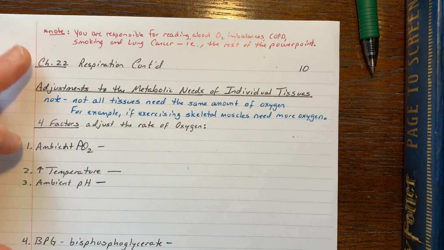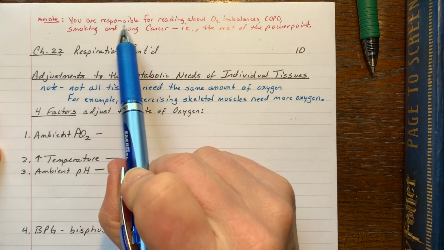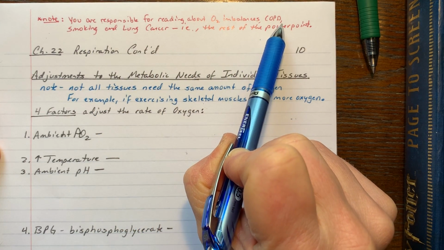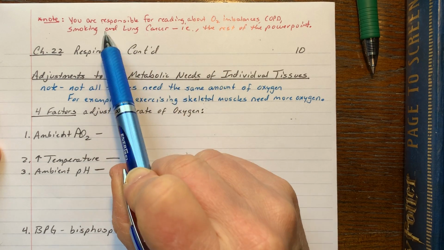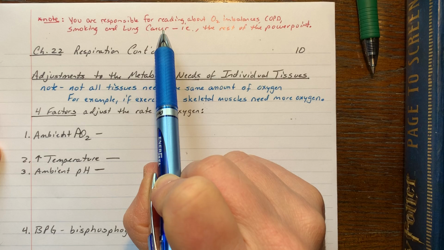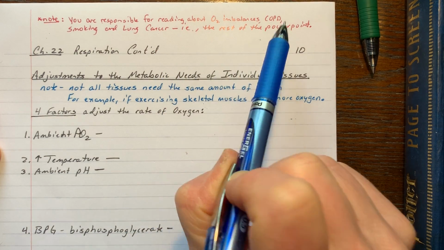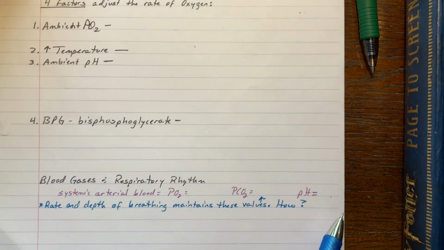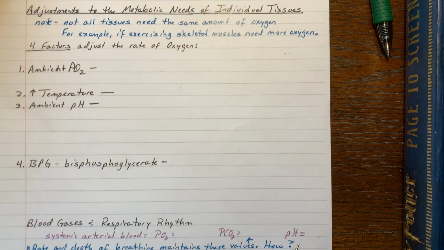Okay, some notes you need to know. You were responsible for reading about oxygen imbalances such as COPD, smoking, lung cancer, emphysema. And you're also responsible, I think we left off on slide 69 from the end of our second lecture, for the rest of those PowerPoints. I just wanted to say that before I forget. All right, adjustments. This is it. Once we finish this, I'm going to say bye-bye. Go eat some lunch.